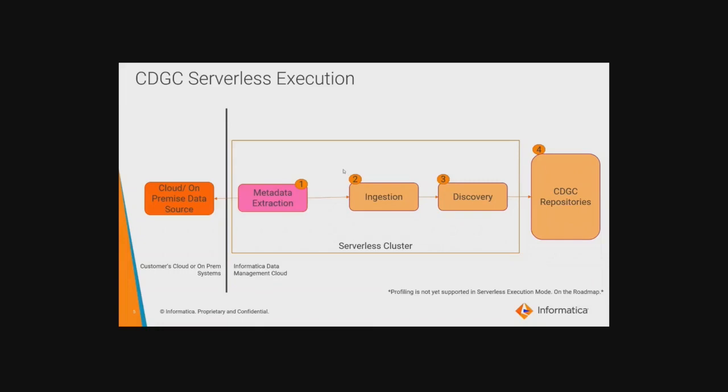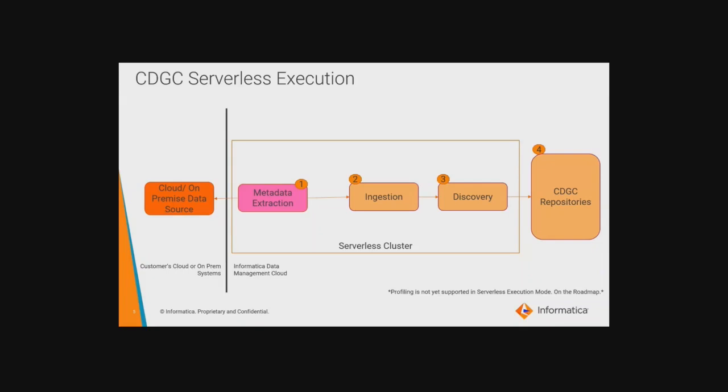Now, with serverless execution of metadata extraction, as you can see here, a lot more things are happening on the Informatica Data Management Cloud side. And of course, the data source, be it a cloud source or on-premise data source, is residing on the customer side. The metadata extraction is happening on the Informatica Serverless cluster, followed by the same ingestion and discovery process, and in the end, ingesting all the information into the Cloud Data Governance repository, the catalog.